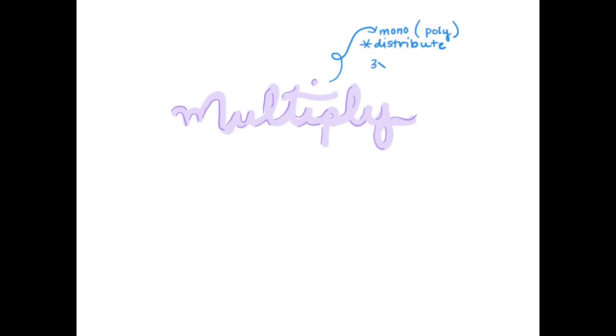Let's take a look at 3x squared times x cubed plus 4. When we distribute in, we're going to get 3x to the fifth plus 12x squared.